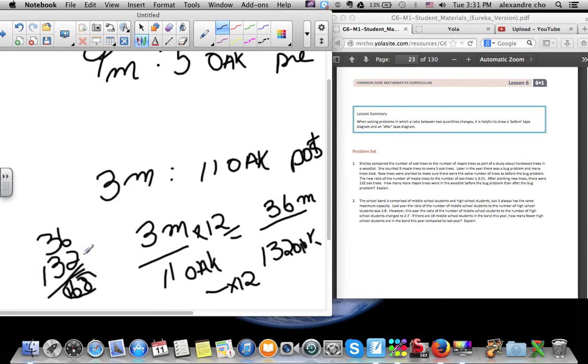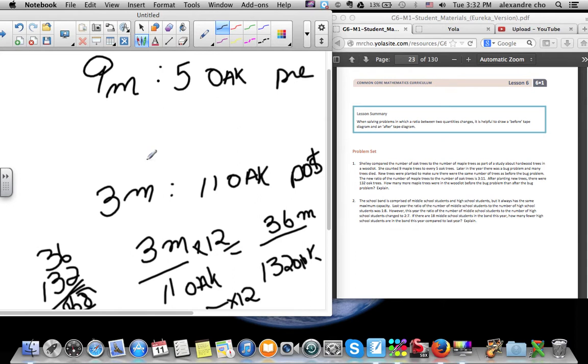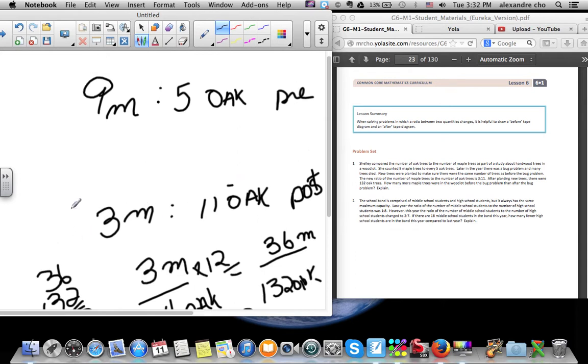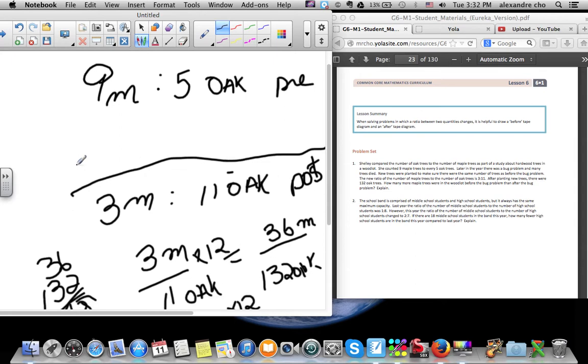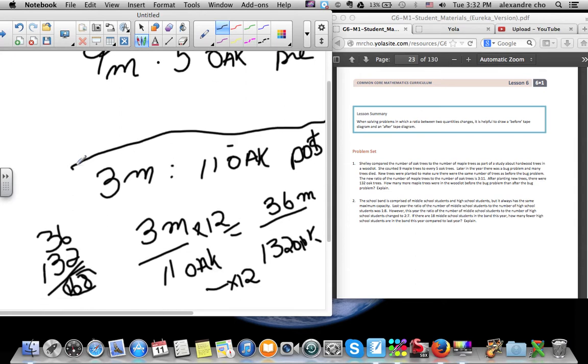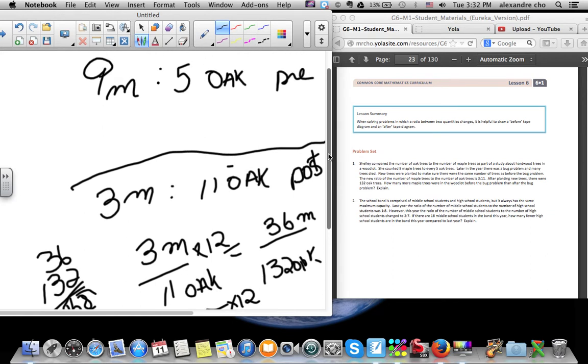We can now go back to the pre-bug time. Let me just draw a very ugly line right here. I know that in my early days there were 168 trees, and the ratio was 9 to 5. So, I'm going to use the information I found with the post and my pre. The easiest way to do this, I would do a tape diagram. So let's see if I can do a tape diagram. Here we go.